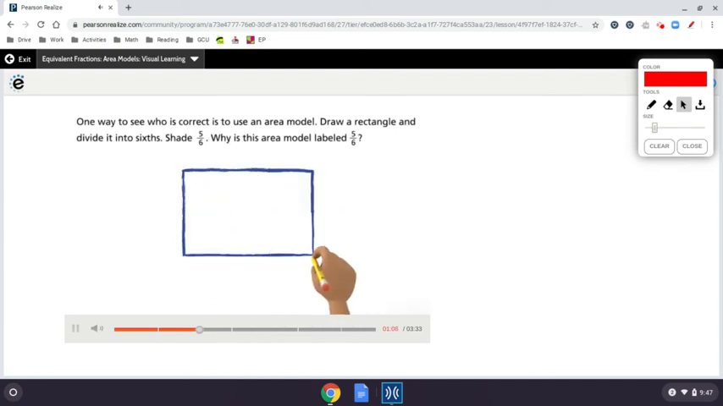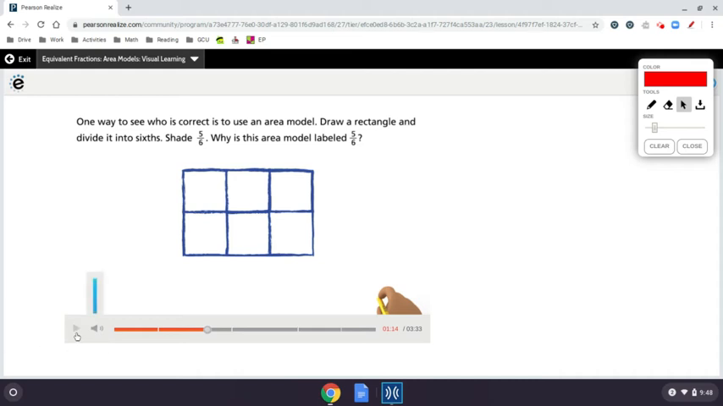One way to see who is correct is to use an area model. Draw a rectangle and divide it into sixths. Normally, when we talk about area models, we're talking about an array or a diagram, but in this case, it just means a picture. An area model is using a visual, using a picture. And with fractions, it's very helpful to draw pictures to compare your fractions or determine if they're equivalent, because that's a really good way to visualize it.